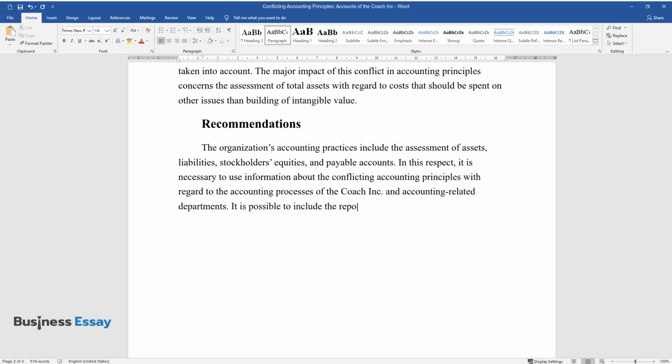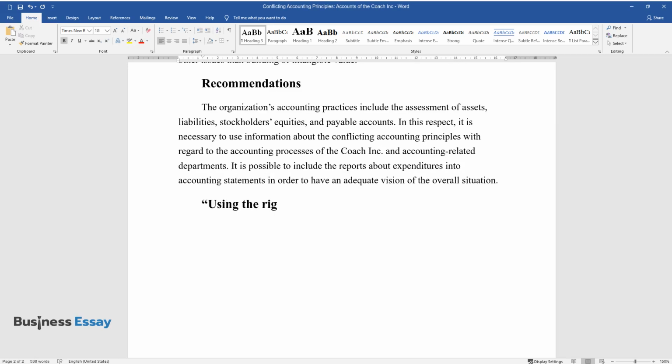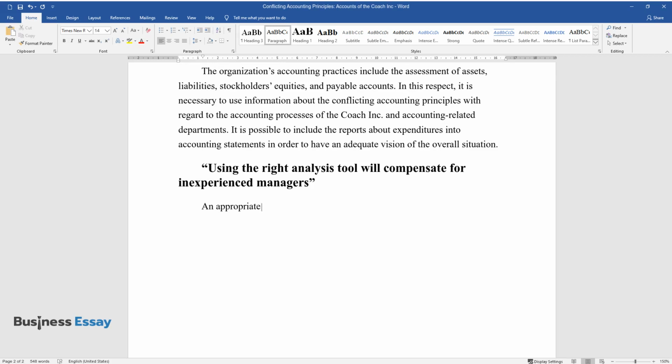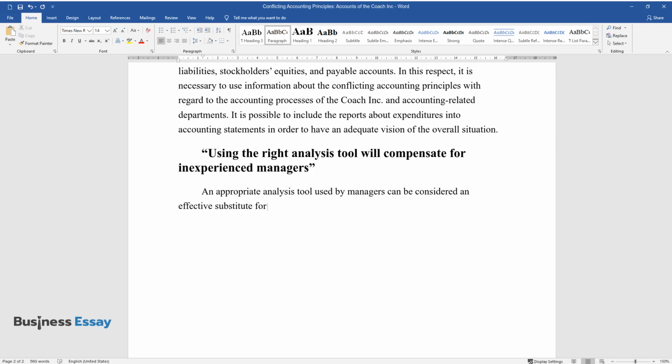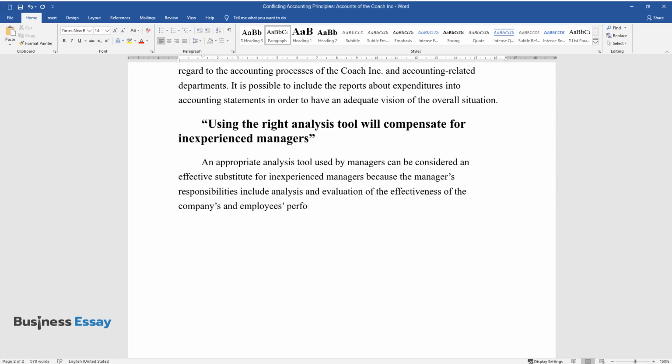It is possible to include the reports about expenditures into accounting statements in order to have an adequate vision of the overall situation. Using the right analysis tool will compensate for inexperienced managers. An appropriate analysis tool used by managers can be considered an effective substitute for inexperienced managers, because the manager's responsibilities include analysis and evaluation of the effectiveness of the company's and employees' performance.